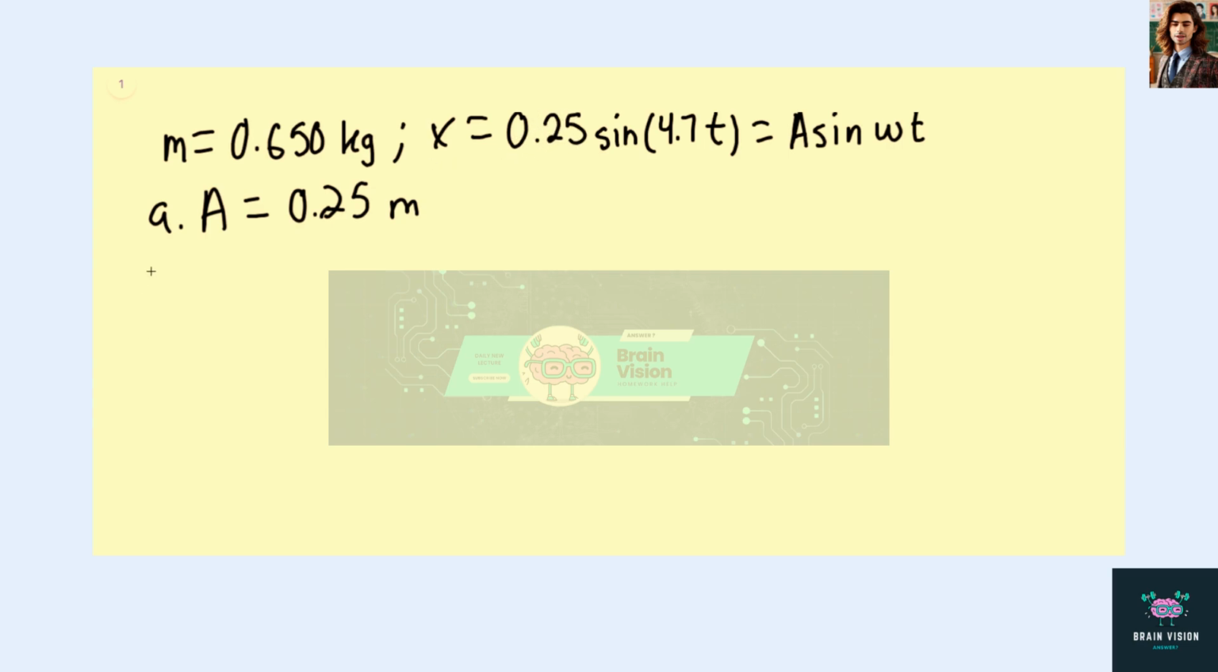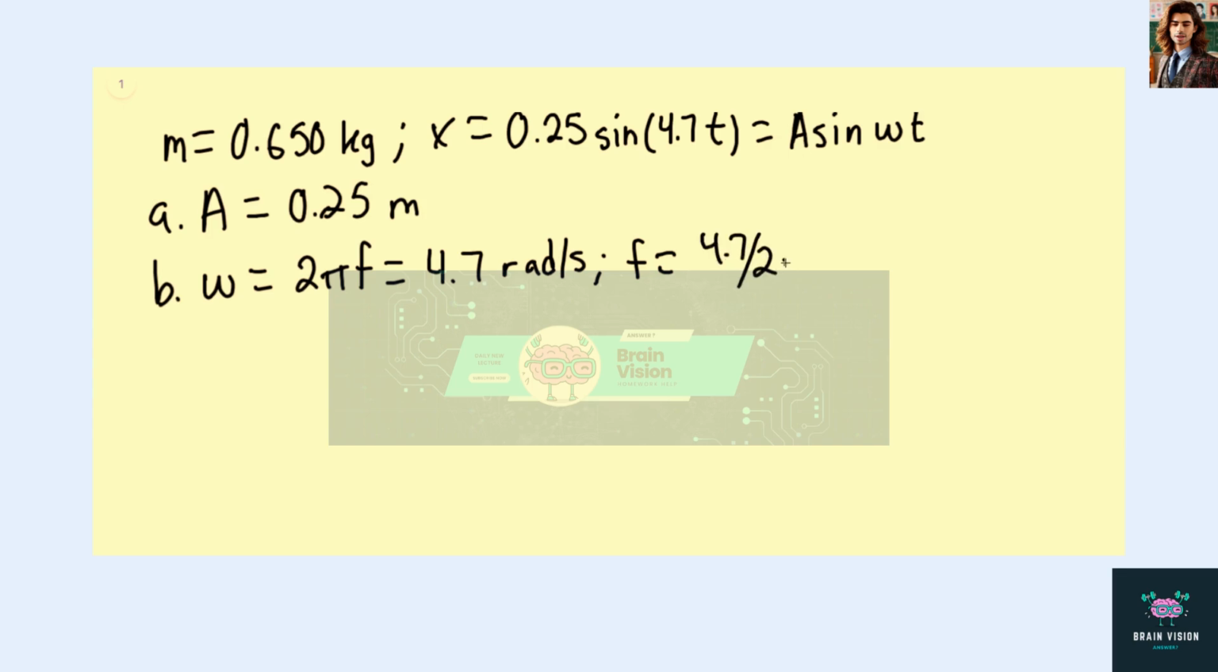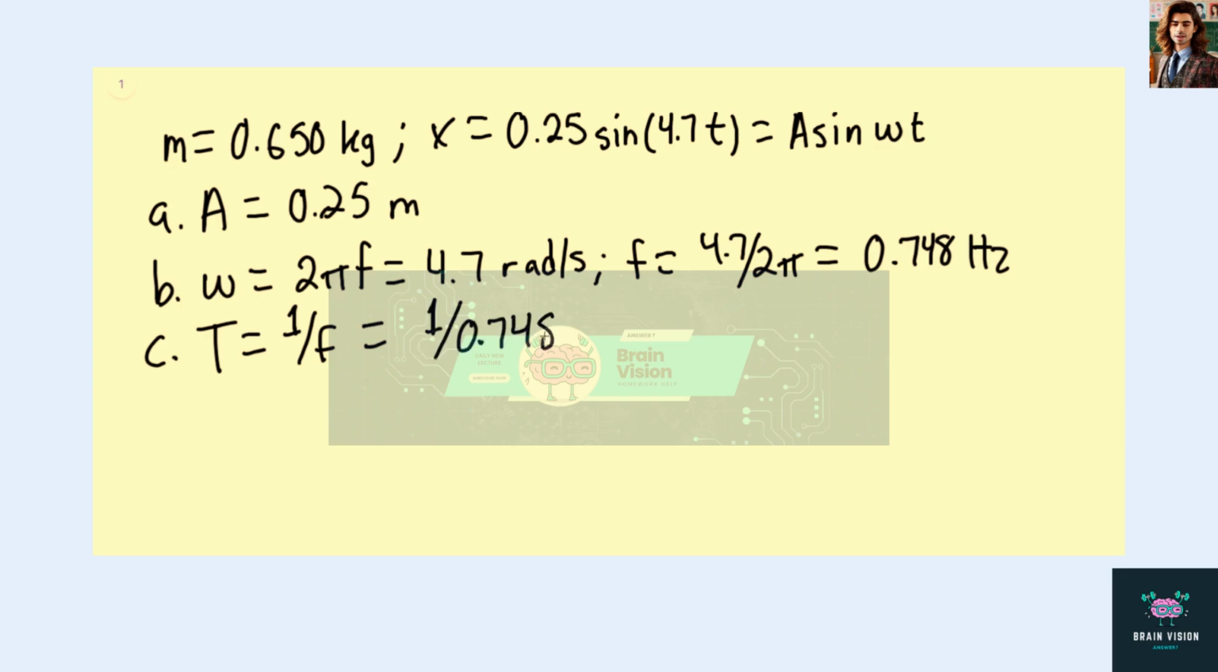And then for part B, where they're asking for the frequency, well, omega, the angular velocity, is going to be 2 pi times the frequency, and this is known to be 4.7 radians per second. So essentially, the frequency is going to be 4.7 divided by 2 pi. So this is going to be equal to 0.748 hertz. For part C, we have the period. The period is simply going to be equal to the reciprocal of the frequency. So this is going to be equal to 1 divided by 0.748, and we have a period of 1.34 seconds.